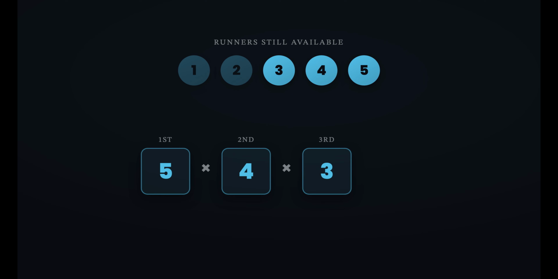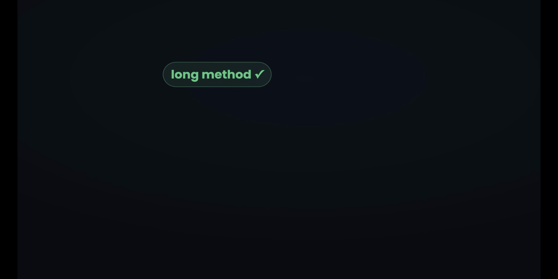To find how many ways the whole event can happen, we simply multiply across the stages. This is called the multiplication principle. So the total is 5 times 4 times 3, which is 60. That's the long method. Now we'll cover the shorter version.